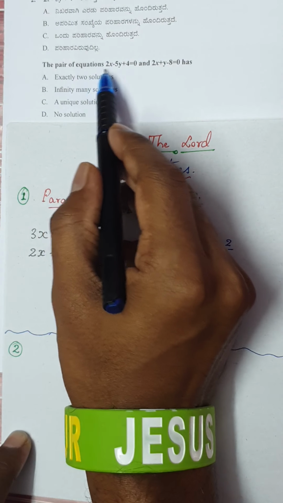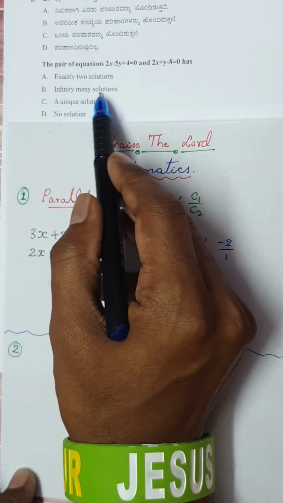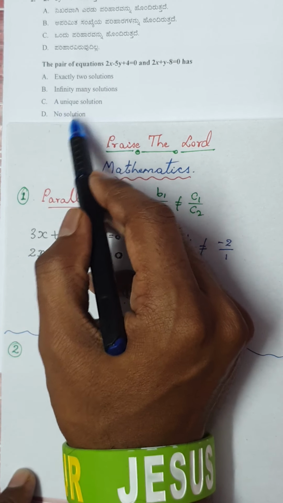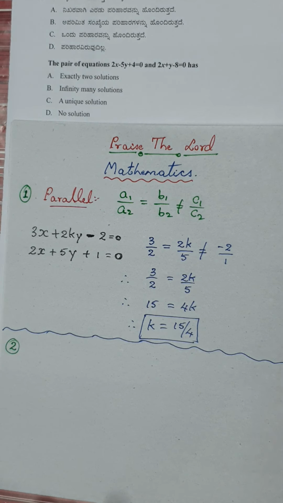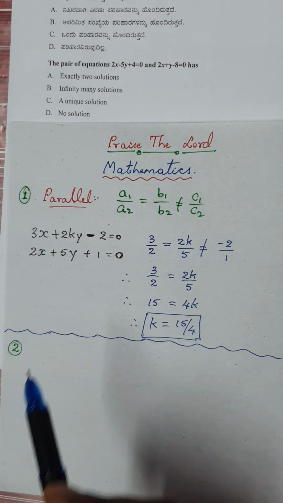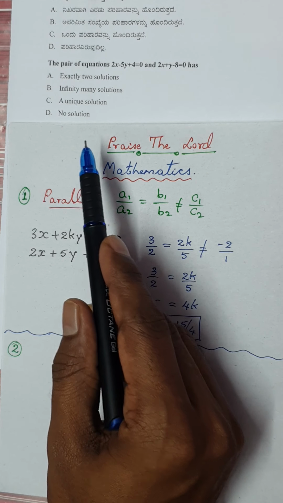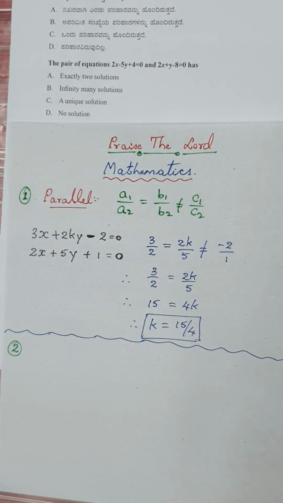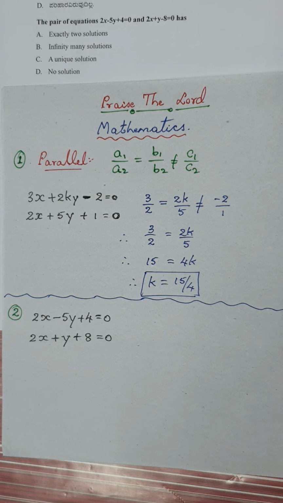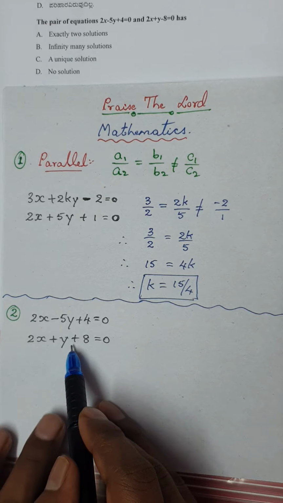Question number 2: the pair of equations, with two equations given, has exactly two solutions, infinitely many solutions, a unique solution, or no solution. To find out how many solutions there are in a given pair of equations, you have to check whether the lines are parallel, coincident or intersecting. Let's take down the equations and check what type of lines these are. I have noted down the two equations, 2x minus 5y plus 4 equals 0 and 2x plus y plus 8 equals 0.